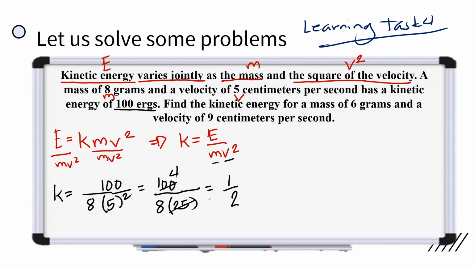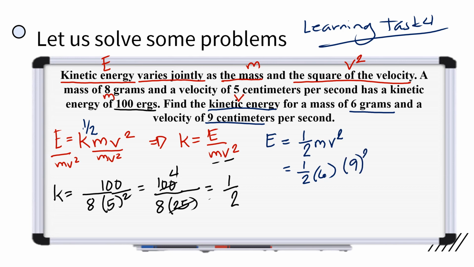Then, we can already rewrite the equation. So, E now becomes, your K now is 1/2. So, 1/2 MV squared. So, you can solve. Find now the kinetic energy. So, ang nawawala is yung E. For a mass of 6, so we have a mass ng 6. Then, a velocity of 9 centimeters per second. So, we have 9 squared.